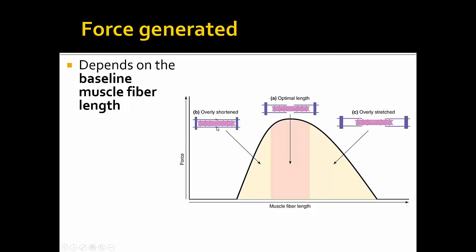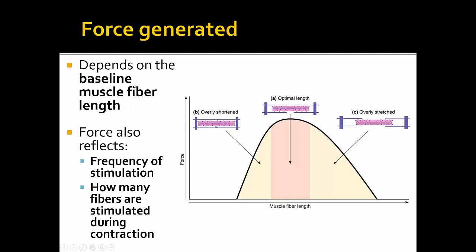If the muscle is overly shortened and relaxed, and you can think about this, if you bend your elbow and hold it, flex it, not all the way, but pretty close to all the way, and then you contract it fully, you're not going to generate as much force because those muscle fibers are already shortened. Same thing if you stretch it all the way out and your muscle fibers are overly stretched, you're not going to generate as much force. If you have your muscle fibers at an optimal length, which is about where they should normally be for rest, then you can generate the most force in your contraction.